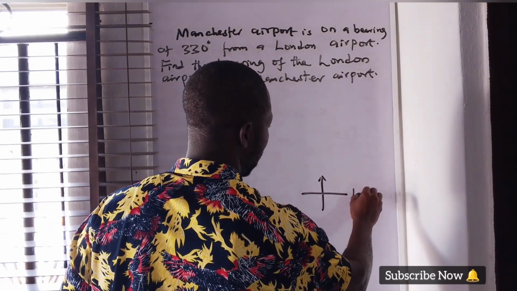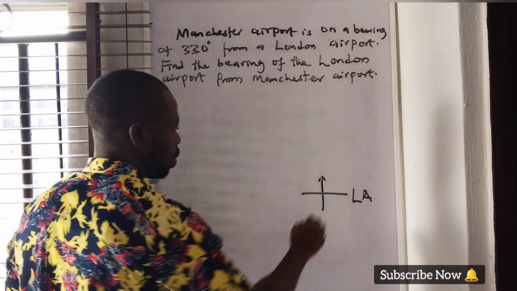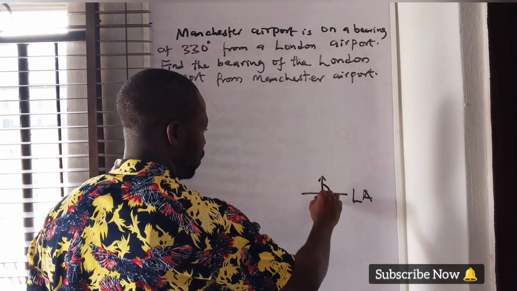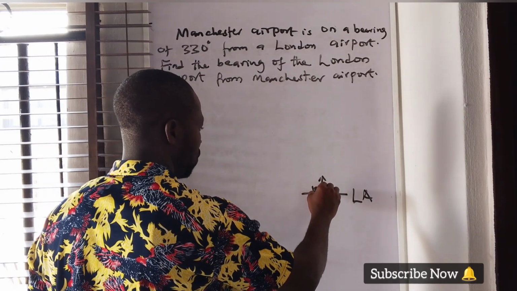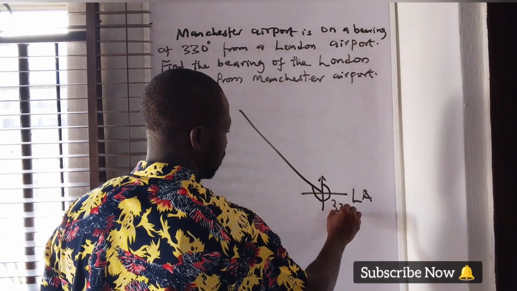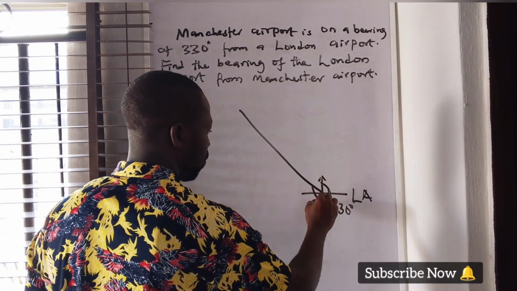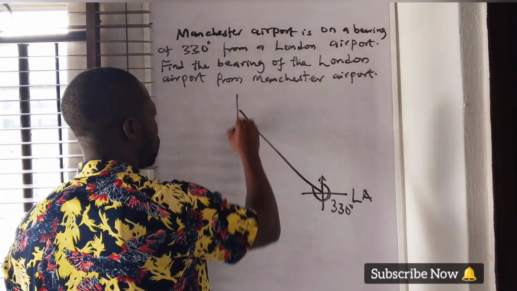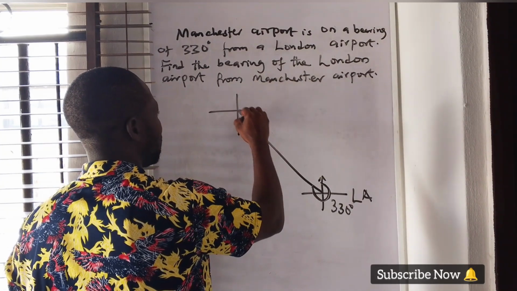This is my London Airport. 180 degrees, 270, 330 is going to be somewhere here. So let's call this 330 degrees, all the angle all the way around like this. So this is our Manchester Airport.